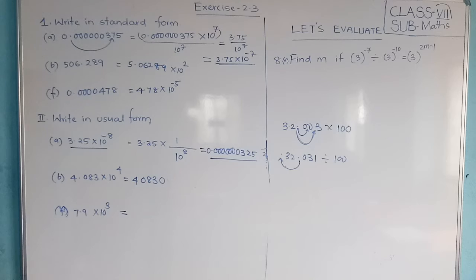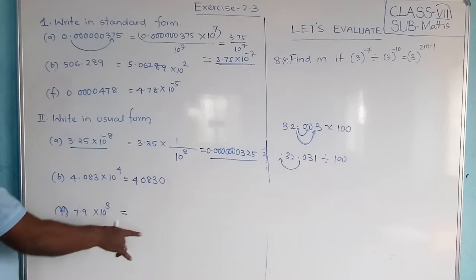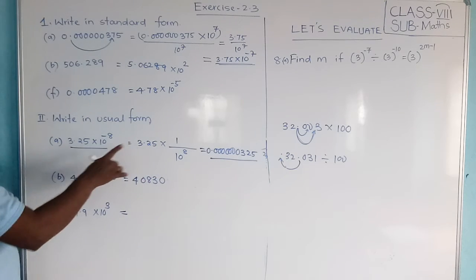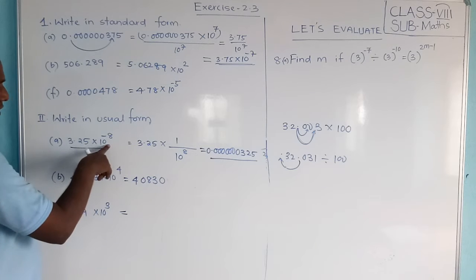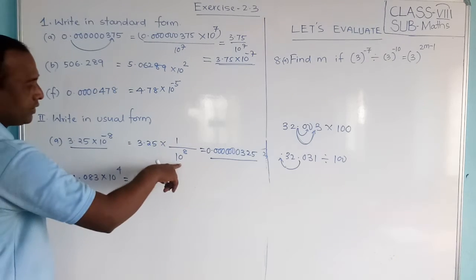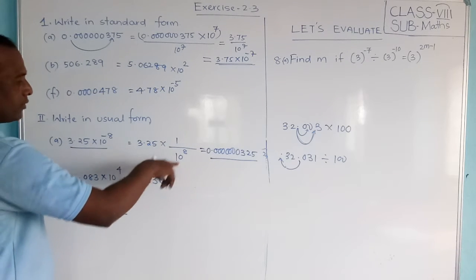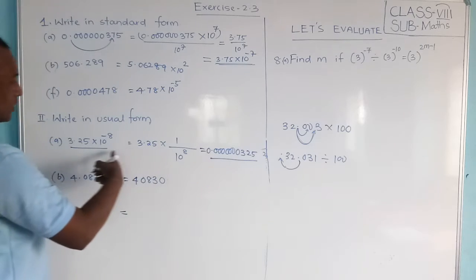Observe here: the power of 10 is positive, so we are multiplying directly. If it is like this, friends, here also it is multiplication, but it is a negative sign, so we are doing division, 1 by, and we are adding. So the decimal place will come to the left side.